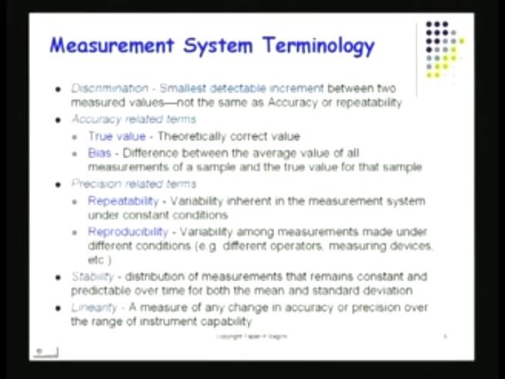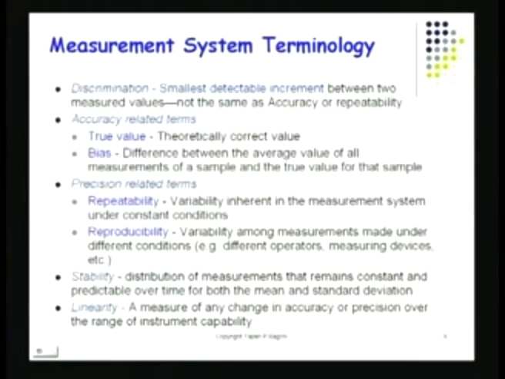Then there is the issue of reproducibility, and that is the issue when we have different people using the same gauge and coming up with different measurements. That also is something that ideally we should reduce. We should try to make that next to zero, and that is also something that we would like to make sure we have an idea about.